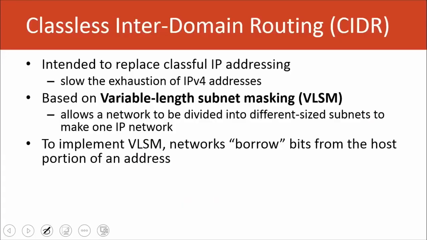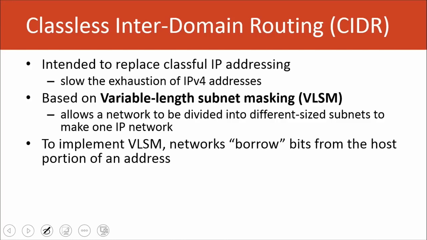All right, so with classless interdomain routing, if we take a look here at our slide again, it's intended to replace classful IP addressing, and it has, because we once again want to slow the exhaustion of IPv4 addresses. We don't want to run out. We want all of our devices to be able to access the internet and communicate with each other.